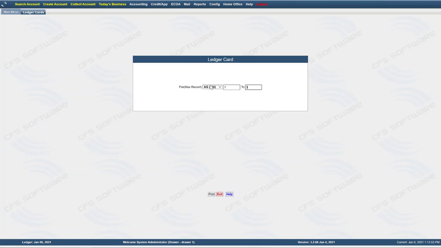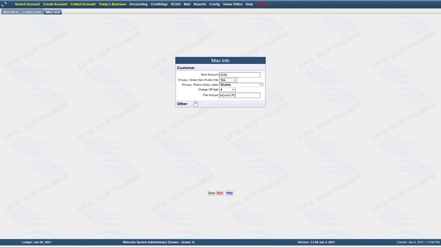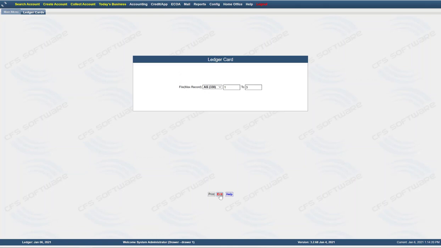So alphabetically A through G, and these categories are set up under config, miscellaneous info, file groups. You have your customer's last name, A through G, H through O, P through Z. You can have three categories, four categories, two categories, all A through Z. But when a company gets really large and has, say, 1,000 active accounts, 800 active accounts, you might want to split them up for various reasons.